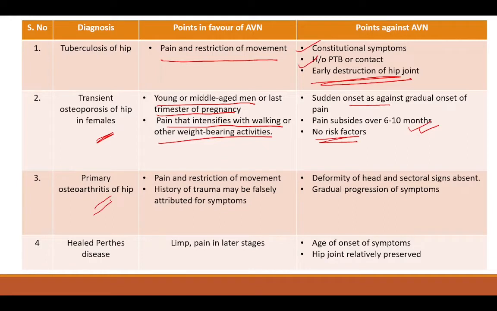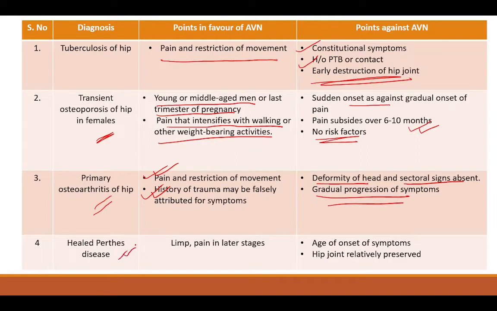Primary osteoarthritis of the hip and AVN both have pain and restriction of movement in common. A history of trauma may be falsely attributed to the symptoms in this case. A deformity of the head and sectoral signs are typically seen in AVN, which are not seen in osteoarthritis of the hip, and the progression of the symptoms can also give a clue regarding the disease.